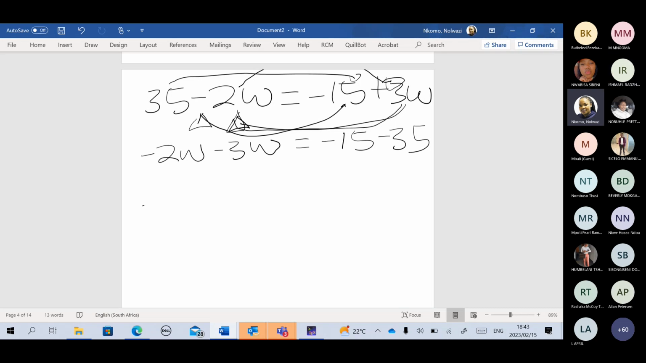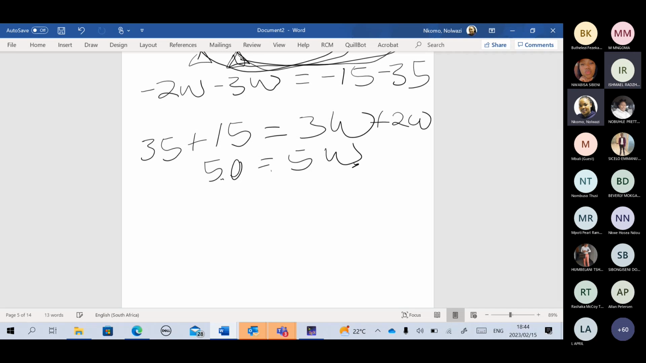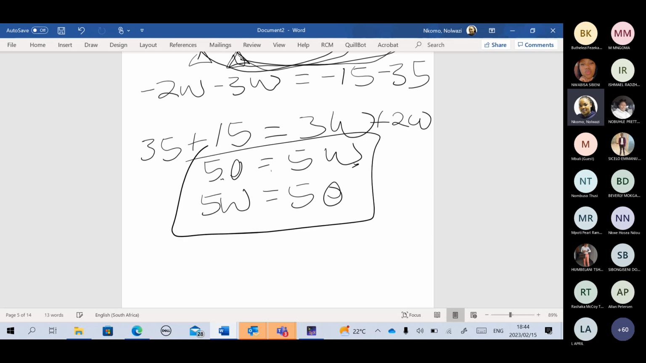If I do that, I will have 35. I transpose 3W to this side, I transpose minus 15 to this side. It changes its sign, it becomes plus. So we have plus 15 equals 3W. I transpose minus 2W to this side, it changes its sign to plus 2W, right? And this gives me 50 equals 5W. If 50 equals 5W, this means 5W equals 50, right? This is the same thing. Yes, yes.